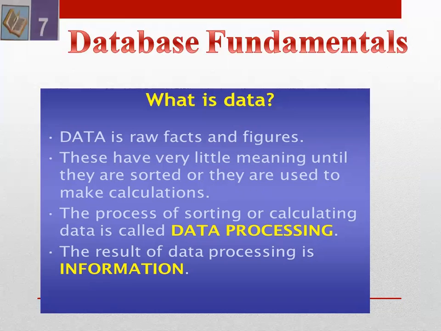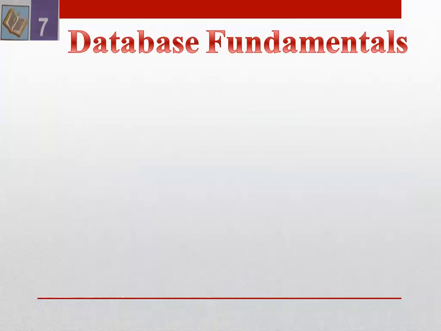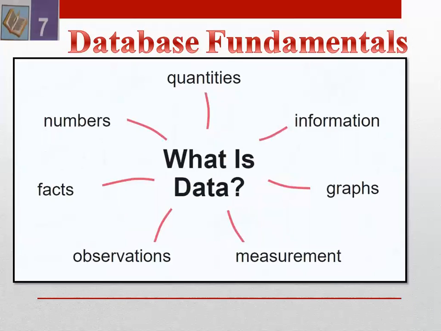When this data is entered into the computer and processed, it prints the bill, which is the output of the computer. That is a meaningful form which you can view easily. So basically data is raw facts and figures, quantities, graphs, measurement, observation, facts, numbers. What is data? Data is raw facts and figures and the collection of facts and figures and statistics related to an object. An object can be a person, event, or anything about which data is gathered.